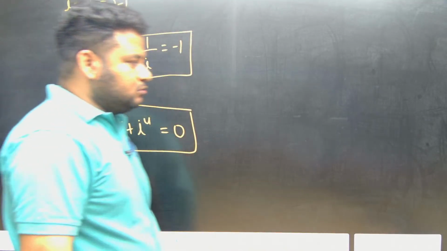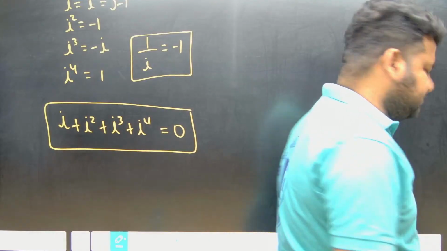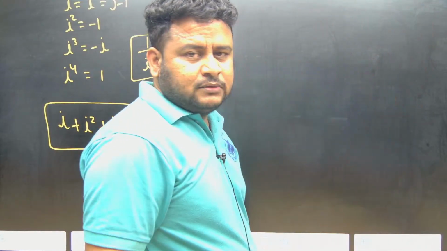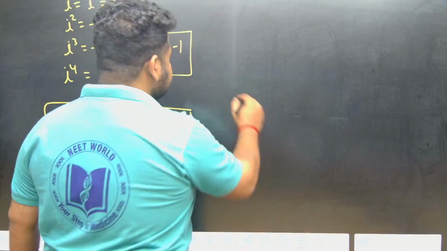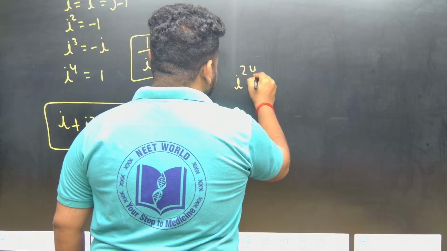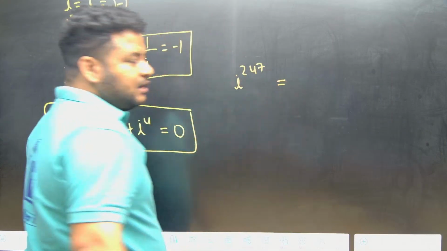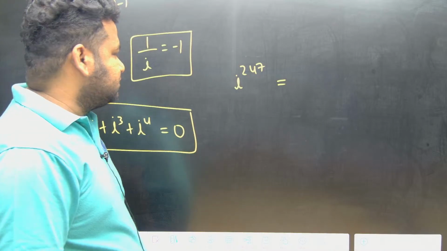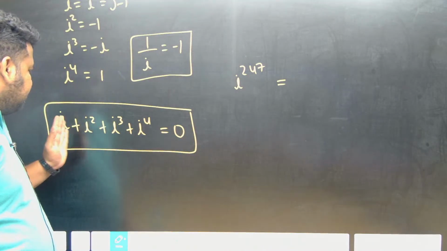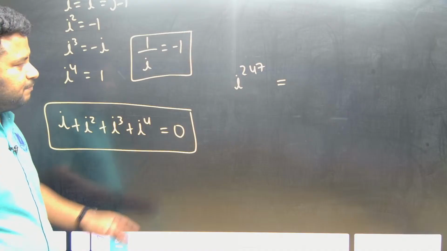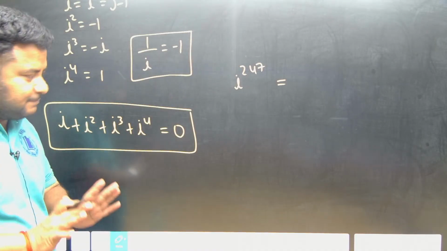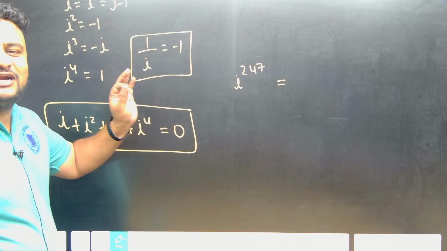Now what they will ask is, they will give some bigger numbers and ask you to find the value. Suppose I say I power 247. What is the value of this? You know values up to I square, I cube, I power 4. But how to find this value? Simply, you just have to divide by 4.